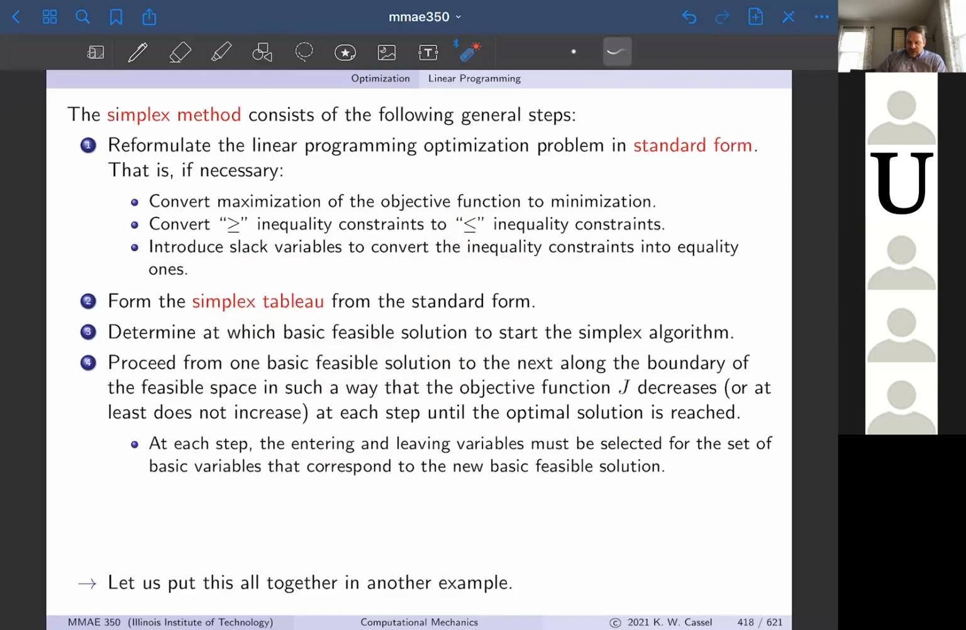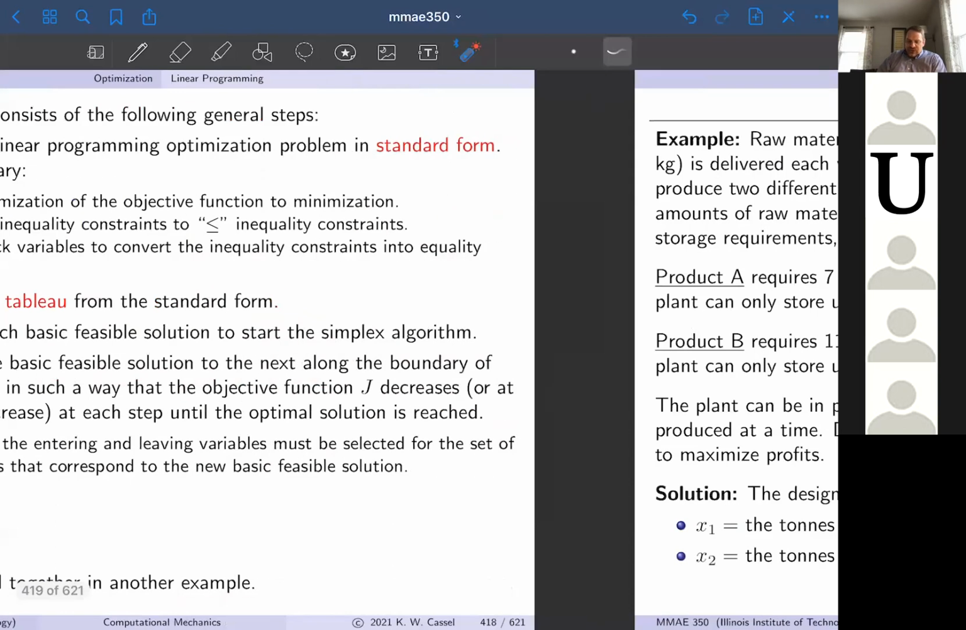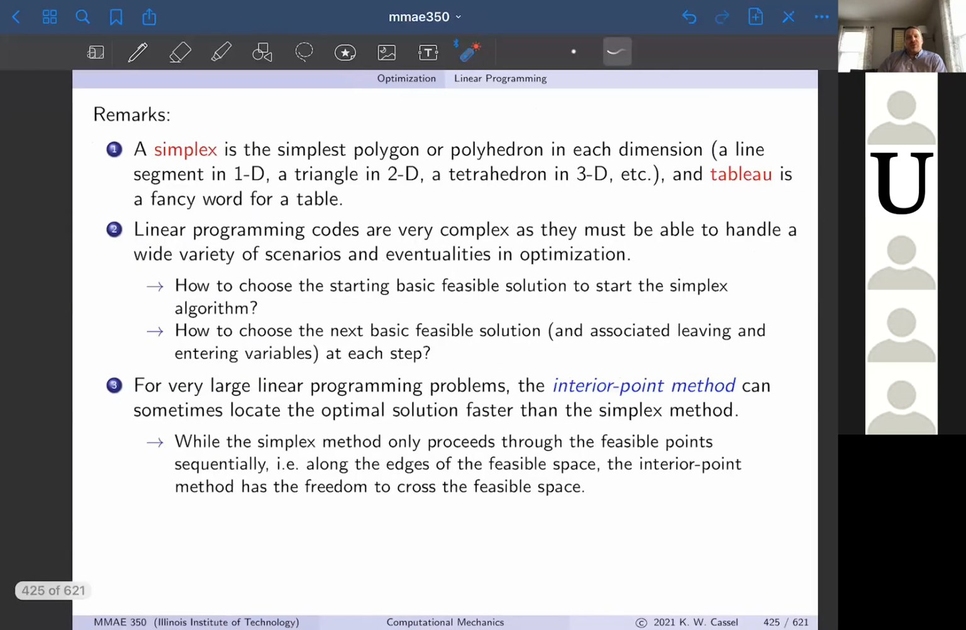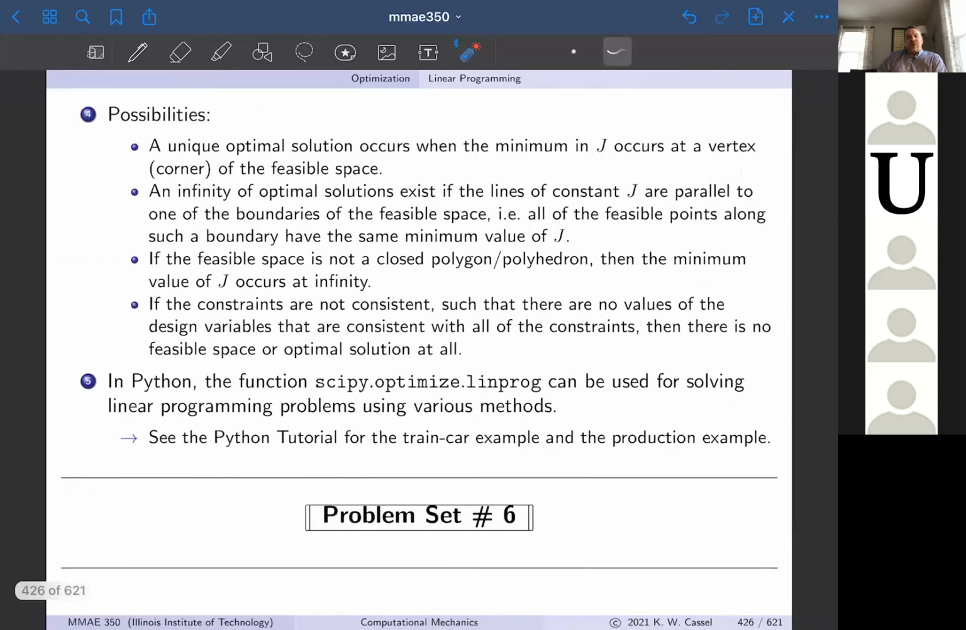I do have another example here to pull this all together. I don't think I want to start this because we won't get done with it. You can start problem set number 6 if you'd like on optimization. Obviously, I have more to say on the simplex method, so leave that problem for later, but all of the other ones on nonlinear optimization, constrained and unconstrained optimization, you can do all of those. So I would start on those.